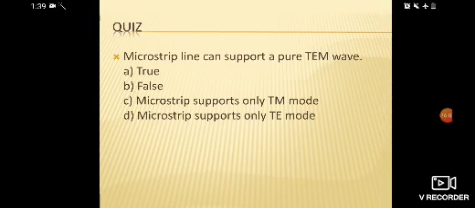So, can the microstrip line support a pure TEM wave? Is it true, false, or can it support only the TEM mode, or only the TE mode? What is the answer? That is B, it is false. It will not support only a pure TEM wave. It can support TM mode and TE mode. All of the modes are supported, not only the TEM wave. It is a false statement.